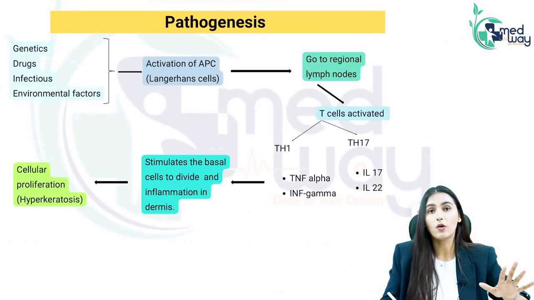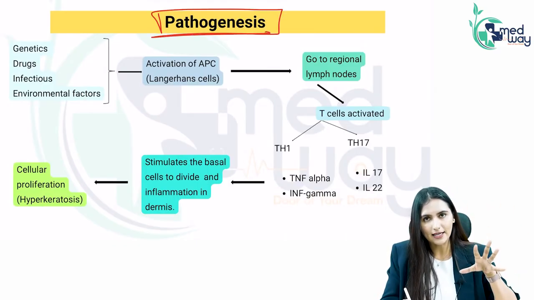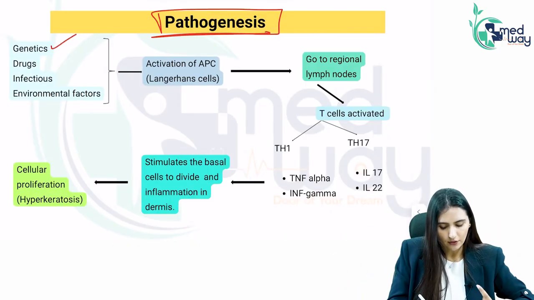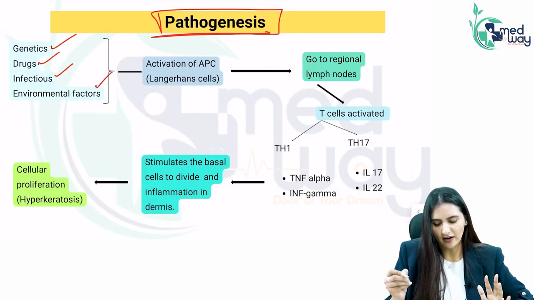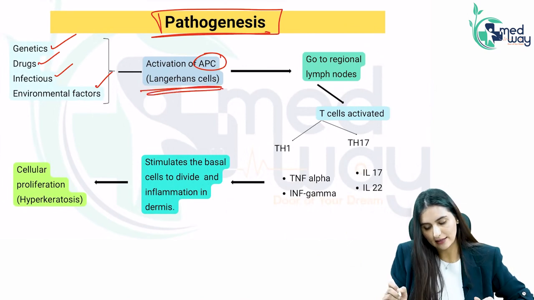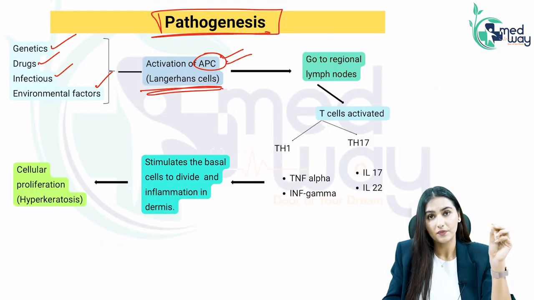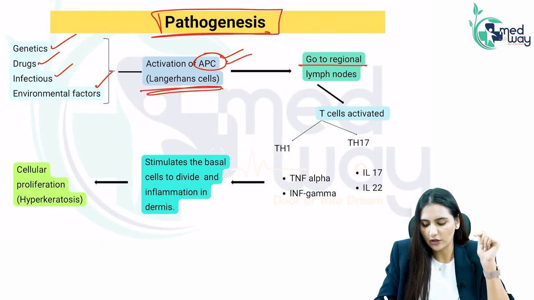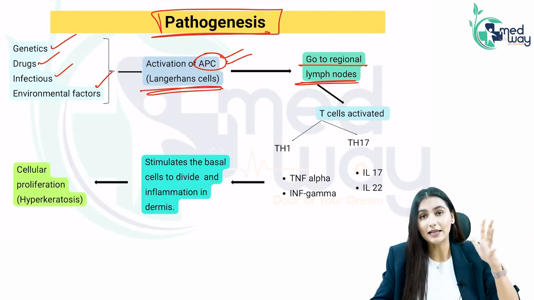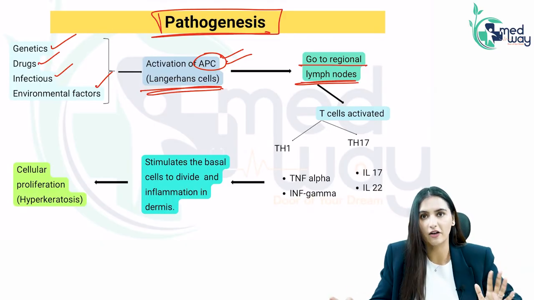Now, this was all the etiology. What is the pathogenesis? All of this, basically, what are they doing to cause the disease? Genetics we saw, drugs we saw, infections we saw, environmental factors we saw. What are they doing? They activate the antigen presenting cells, which are the Langerhans cells. These Langerhans cells will go to the regional lymph nodes with whatever they have picked up, because they are antigen presenting cells. They pick up an antigen and go to the regional lymph nodes. We don't know what antigen they have picked up.